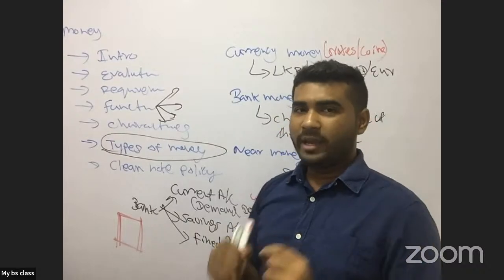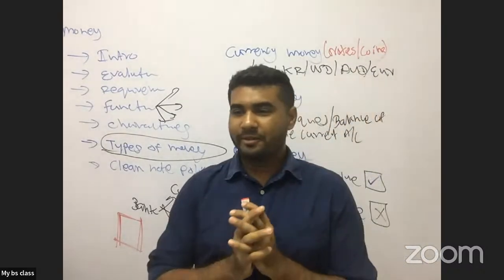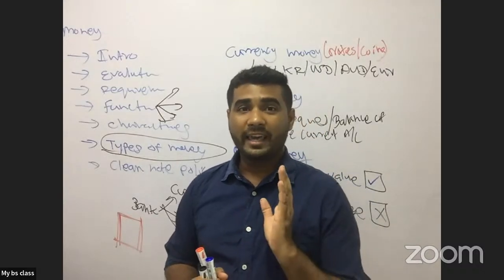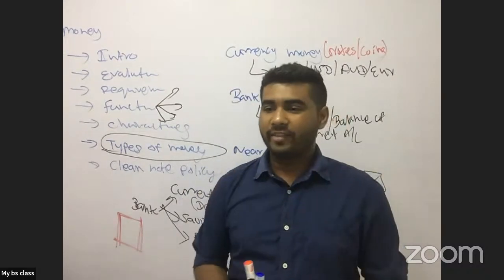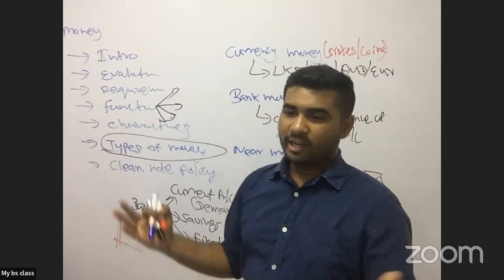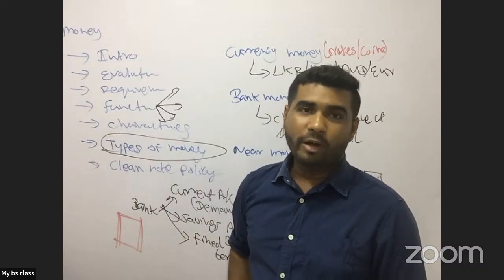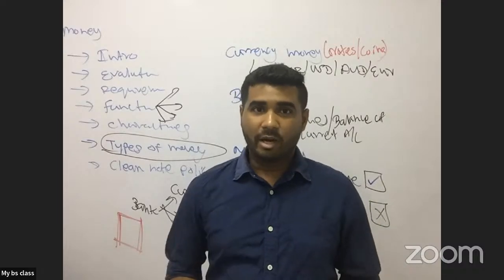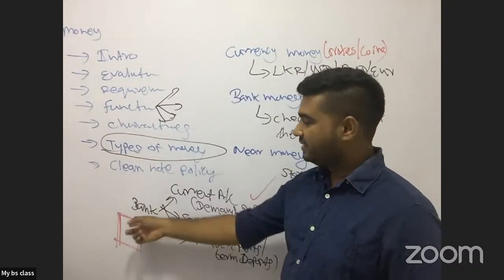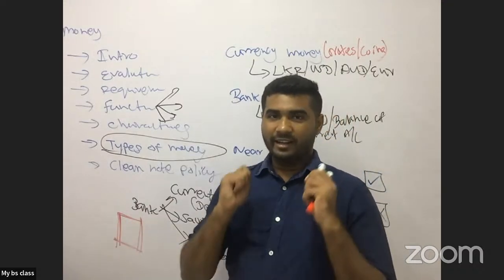Now imagine we have a fixed deposit certificate. Now you are going shopping, right? You want to buy a mobile phone for 100,000. So you remember, okay, I have a fixed deposit certificate, I have a fixed deposit at the bank, 100,000.